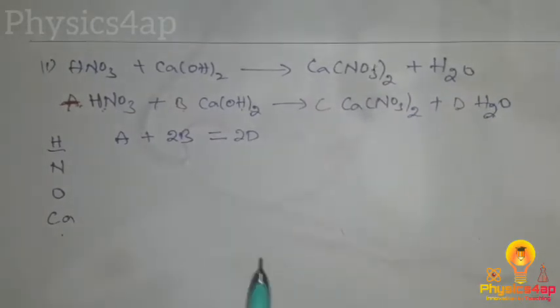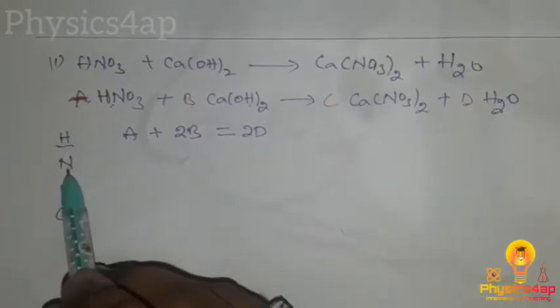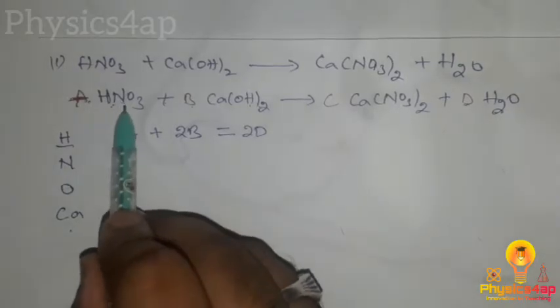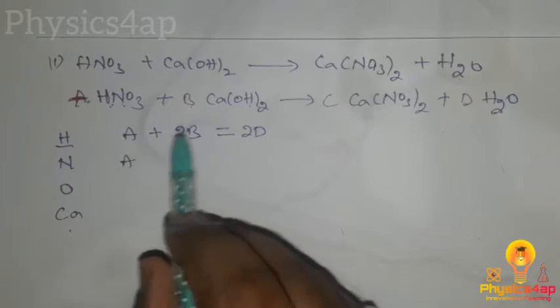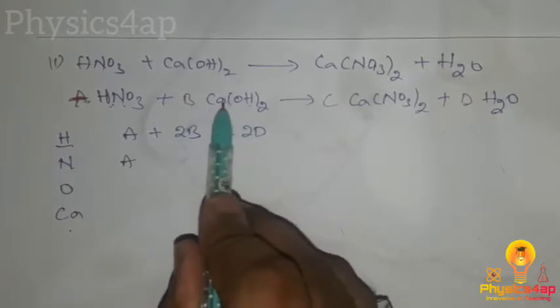Now we got the first equation here. Now coming to the nitrogens, the number of nitrogens here. We have only one nitrogen, so 1 into A, 1A, that is A. In this we don't have any nitrogens here.